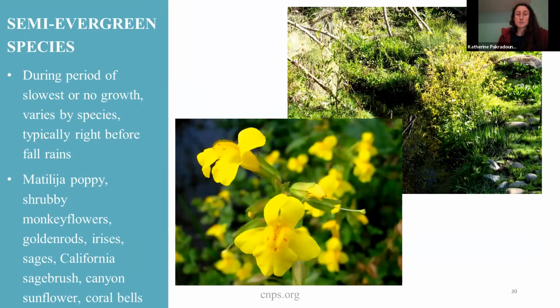For semi-evergreen species, we call semi-evergreen those plants that go somewhat dormant, maybe in the summertime, or they have some time of year when they're not quite as active. And so you want to prune those generally in their off season. So late summer, early fall is a good rule of thumb for many of the species, like the monkey flowers, sagebrush, Kenyan sunflower, these examples, sages. So late summer, early fall, generally a good rule of thumb.